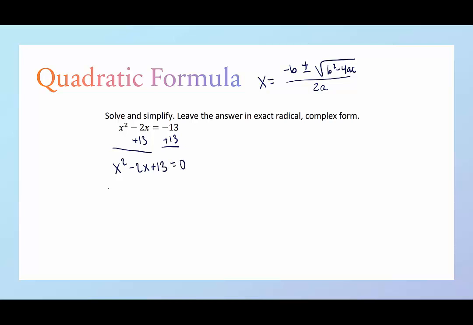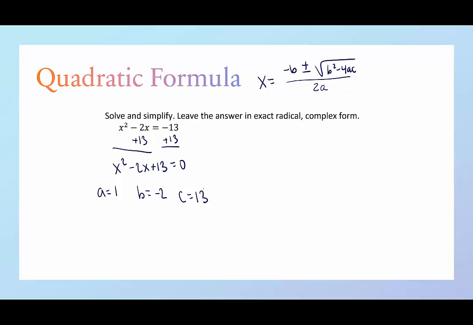I could check to see if it's factorable. We're welcome to use the quadratic formula for things that are factorable, things that are not. This particular quadratic is not factorable anyway, so we'll jump right into the quadratic formula. A is the leading coefficient, the coefficient in front of x squared. Since we don't see one, it's going to be a 1. B is the coefficient of the middle term, so it's going to be minus 2. And C is going to be the constant, it's going to be positive 13.